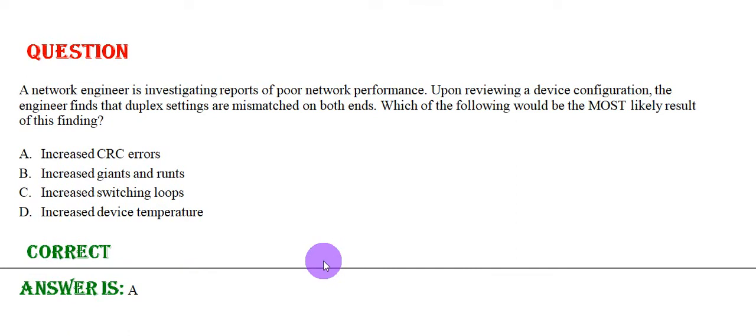A network engineer is investigating reports of poor network performance. Upon reviewing a device configuration, the engineer finds that duplex settings are mismatched on both ends. Which of the following would be the most likely result of this finding? Option A, increased CRC errors. Option B, increased giants and runts. Option C, increased switching loops. And option D, increased device temperature. The correct answer is option A.